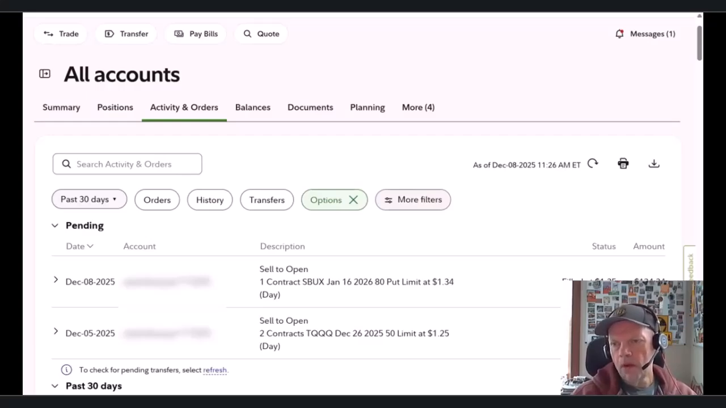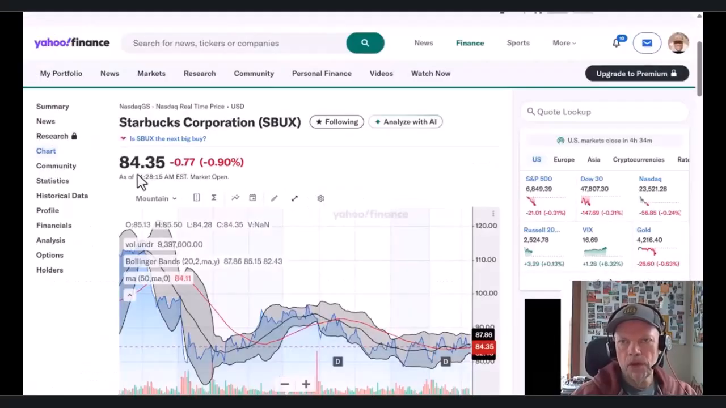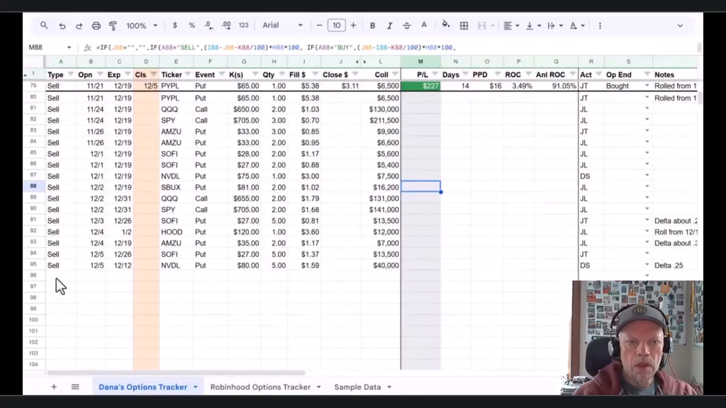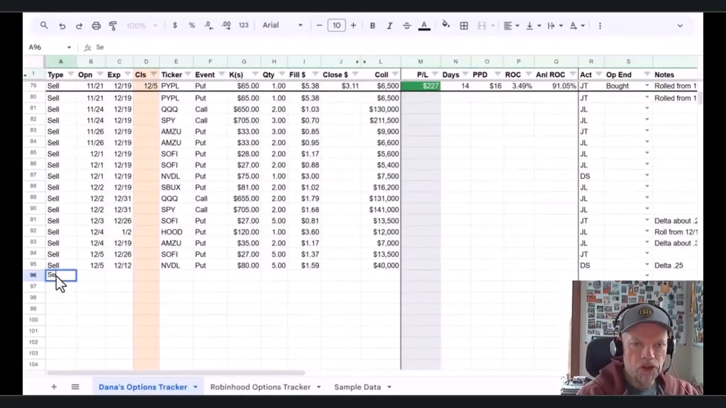So anyhow, my hope now is that between time and Starbucks, it just keeps going sideways and creeps up a little bit. It's currently around 84.35. So if it just goes sideways between now and January 16th and does nothing, I'll keep that money. Now I like to keep track of what I'm doing here, and I'll add that to my spreadsheet so I can keep track.